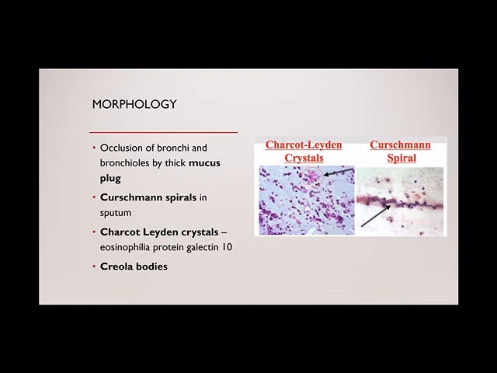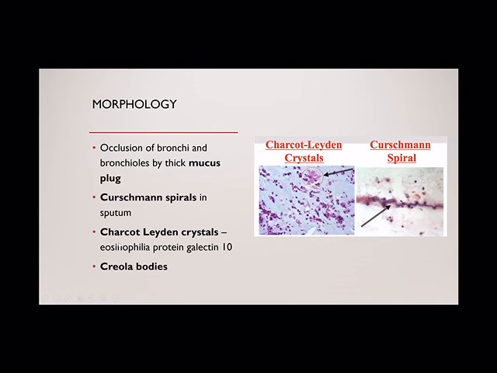So these needle-like crystals are nothing but where galectin-10 protein starts accumulating. And this accumulation will appear in the form of needle-shaped crystals. These are called the Charcot-Leyden crystals. And this galectin-10 comes from your eosinophils.